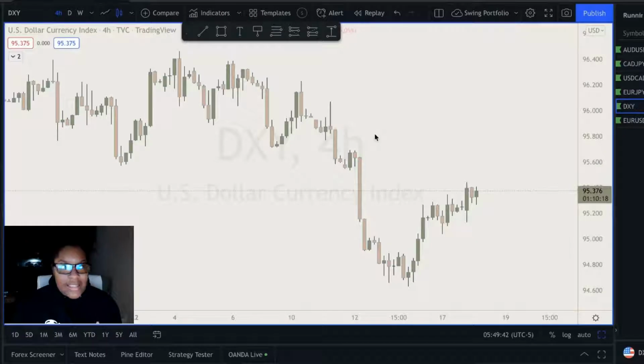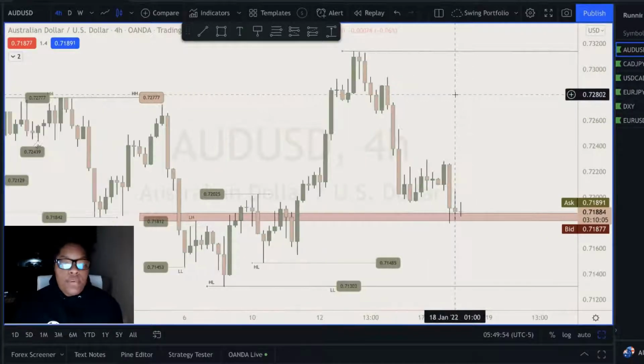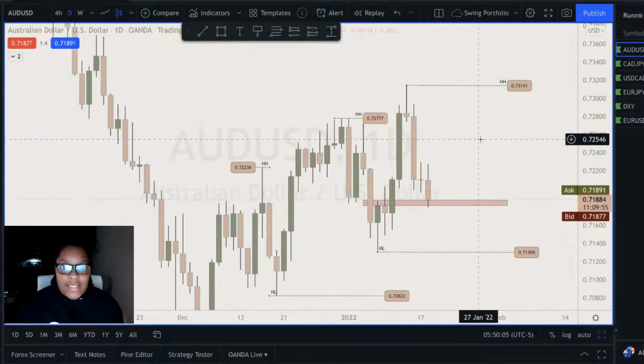So let's go ahead and get started on a few currency pairs that I am looking at for the morning. We're going to start right here with AUDUSD today, and why I am looking at this for a potential setup. If you've been following me, then you know that this is a currency pair that I primarily trade. But the beautiful thing about this pair is that it is in an uptrend. So I'm going to go to the daily time frame to show you exactly what I'm looking at.